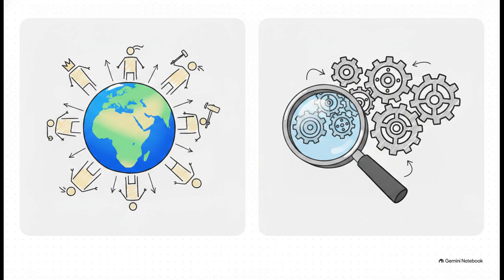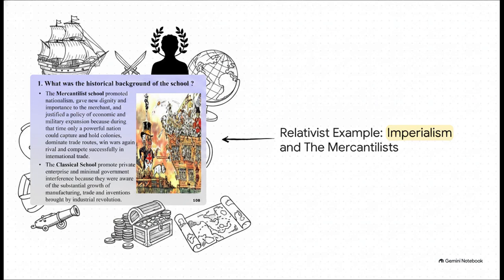On the flip side, we have the absolutist approach. They completely disagree that outside environmental factors are the main drivers. Instead, they argue that theory evolves through internal factors, things like discovering and explaining unresolved paradoxes. Basically, it's all about correcting the errors of the past. Let's look at an example to make this concrete.